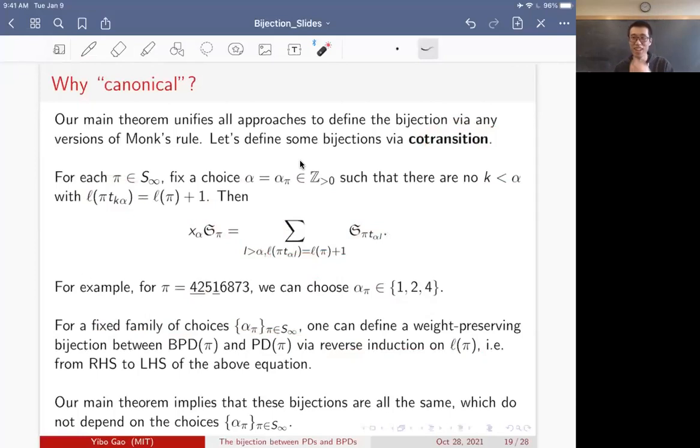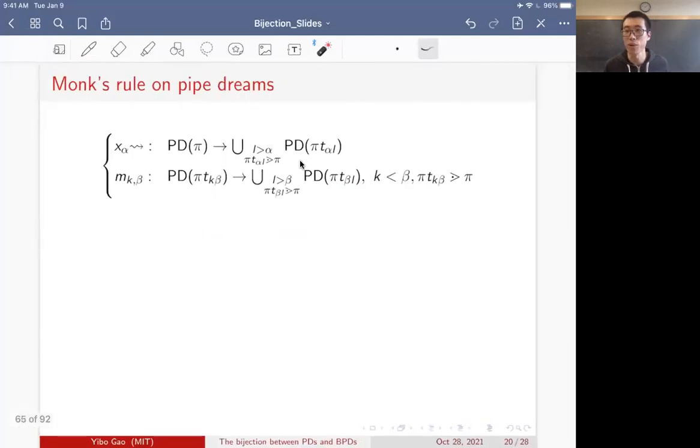But either way, our main theorem says that all these bijections are just the same bijection, and it's the correct bijection that you need, because our bijection preserves weight. So that's why I said it unifies all approaches to define the bijection via any versions of that. Okay, so I can tell you a little bit about Monk's rule.